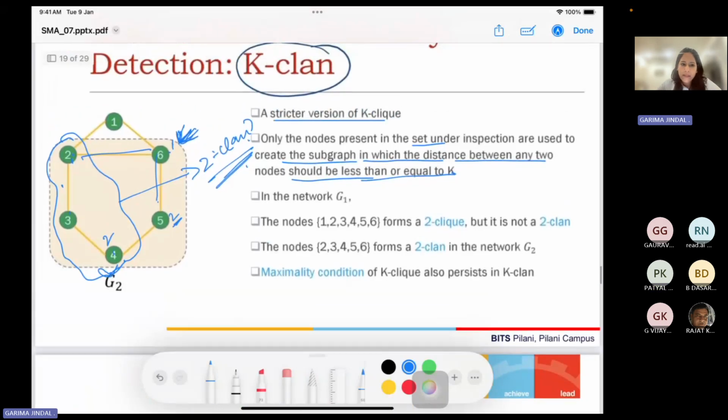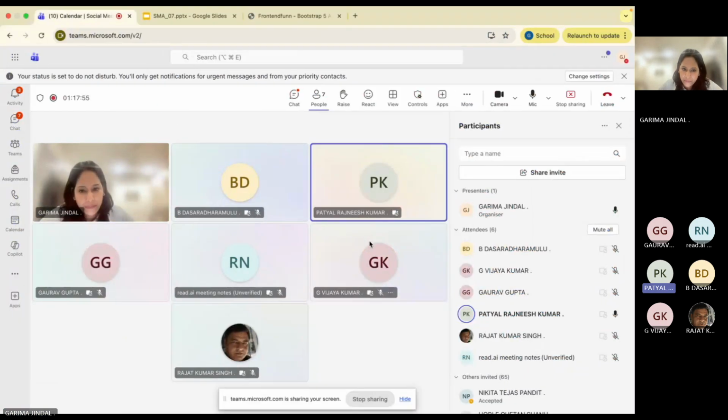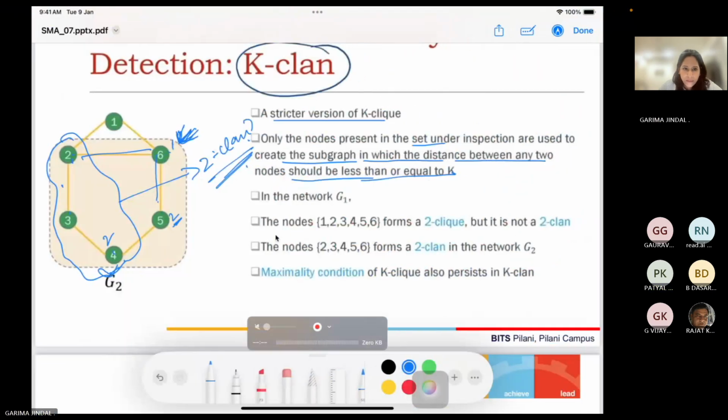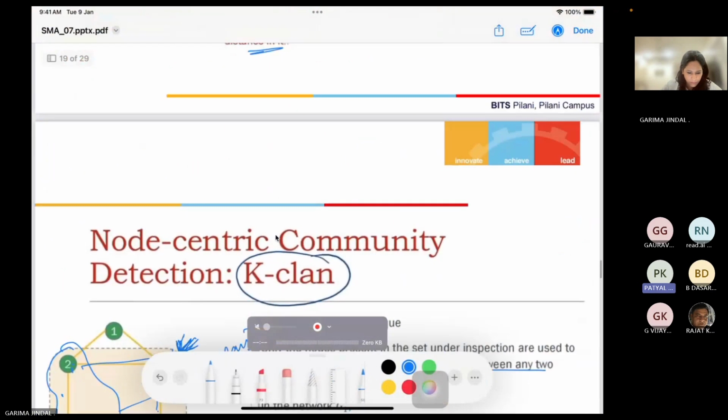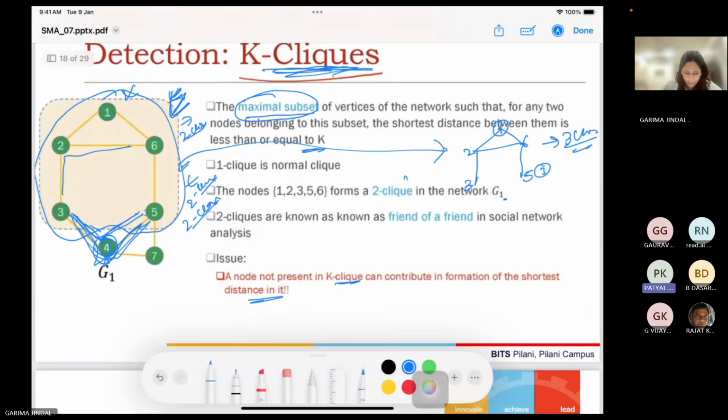Excuse me, ma'am. If it's an induced graph, then the moment we consider 3 and 5, 4 will be considered automatically as a part of the bigger graph. Yes, yes. So if I'm considering 4, then the induced graph will be this one, and then it will become 2 clan.